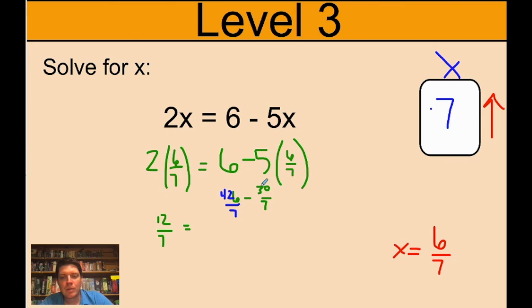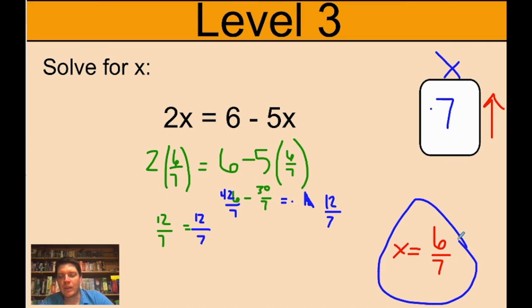But 42 minus 30, that's going to be negative 12. Am I doing this right? Oh, no, not negative 12. Sorry, that's just regular 12. 42 minus 30 is 12 sevenths. If I have 42 sevenths and I take away 30 sevenths, I've got 12 sevenths left over. And boy, howdy, that is the same thing on this side. So I know that 6 sevenths was the right answer. We're awesome.